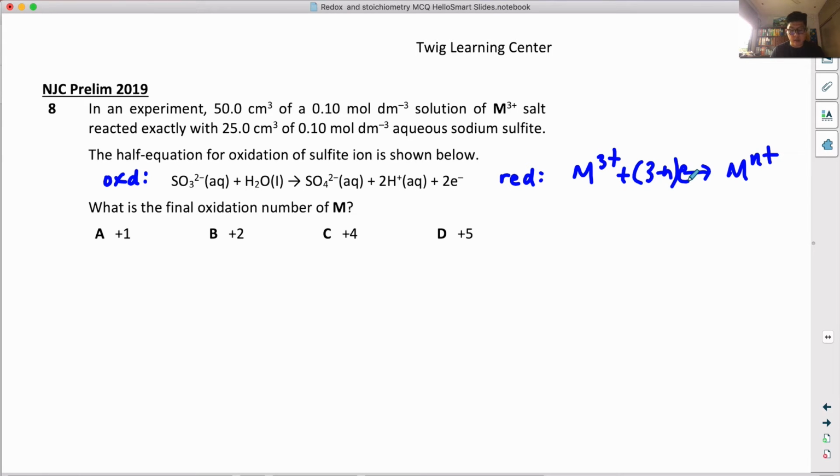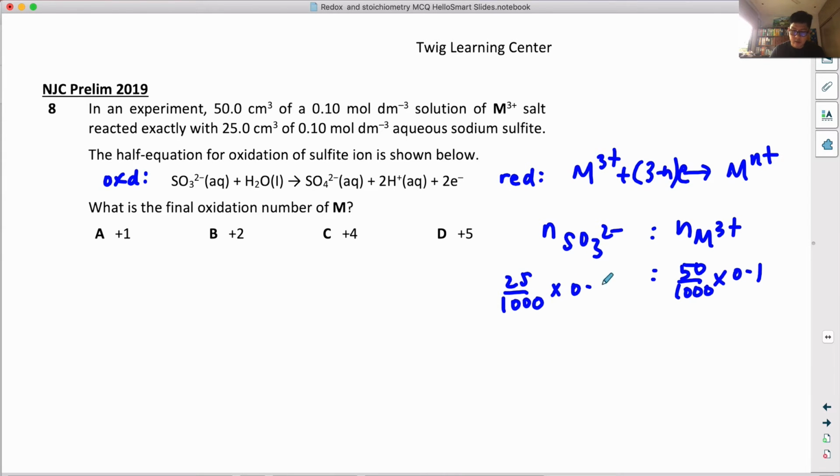So what you need to do is find out the mole ratio again. You can see that the questions are all quite similar. The number of moles of SO3 2 minus is 50 over 1000 times 0.1, and the number of moles of M3+ is 25 over 1000 times 0.1. So you can see the ratio is 1:2. Before you can put the two half equations together, you need 2 moles of this, so I will times 2 here. I need 1 of this, so times 1, same thing.